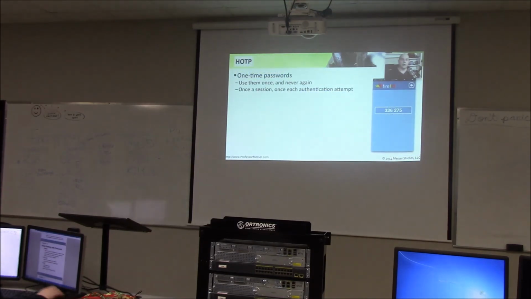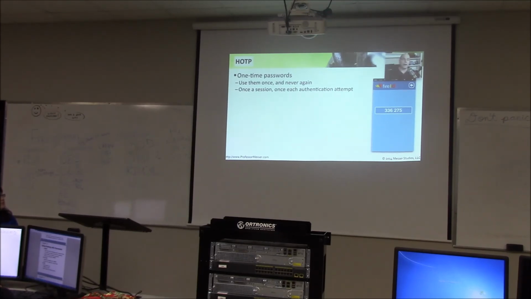One-time passwords are passwords that we use a single time and we never use them ever again. These passwords may be useful for a single session, or they may really be used every time we want to authenticate, and then whether we get the authentication correct or incorrect, we're never going to use that one-time password again.